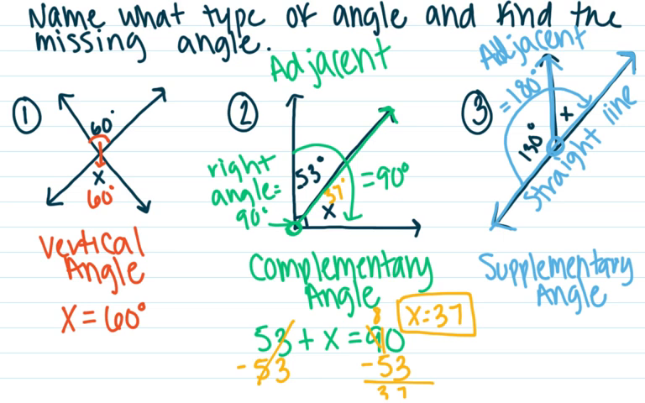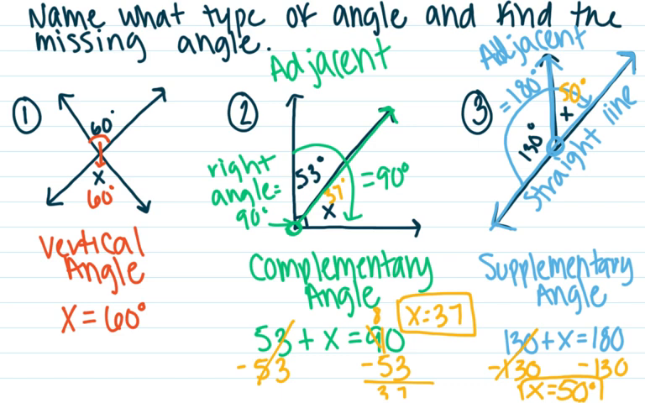So let's go ahead and find this missing angle here in number 3. So I know that 130 and this x together is supposed to equal 180 degrees. That's what supplementary means. So I'm going to subtract 130 from both sides of my equation, and that's going to leave me with x equals 50. So I know that this missing angle over here is 50 degrees. And so I can use that information to find that missing piece of that missing angle.